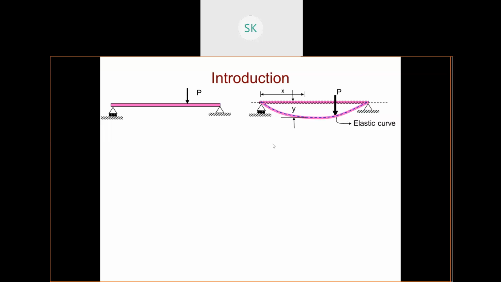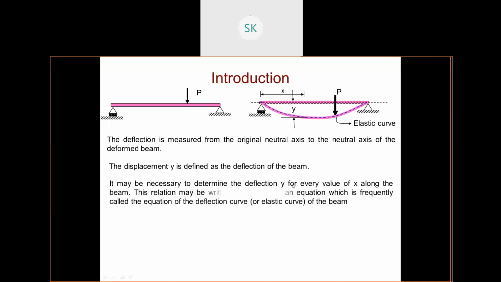Now there will be one more word. Deflection is measured from the original neutral axis of the deformed beam. This is the original neutral axis. It is measured from the original neutral axis to the neutral axis of the deformed beam. So this is the neutral axis of the original beam, and this is the neutral axis of the deformed beam. The distance between the neutral axis of the original beam and the deformed beam is your deflection. The displacement y is defined as the deflection of the beam.